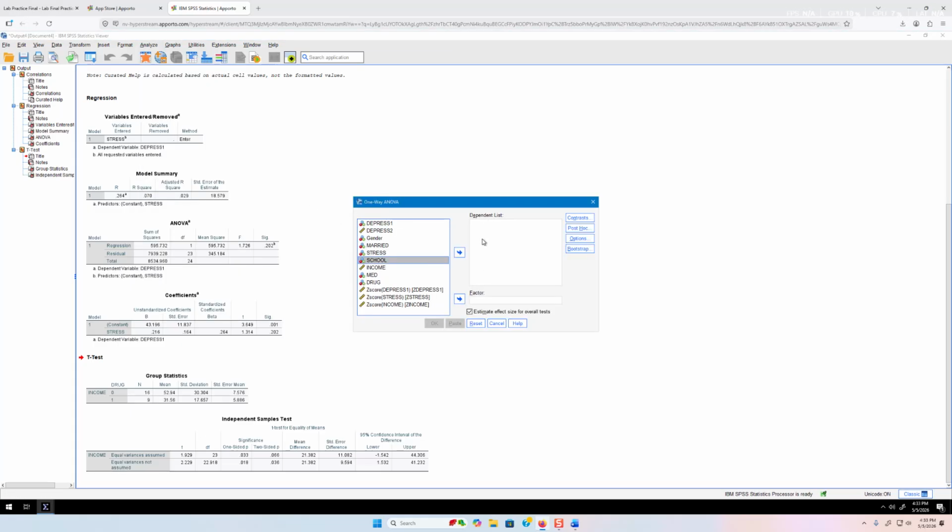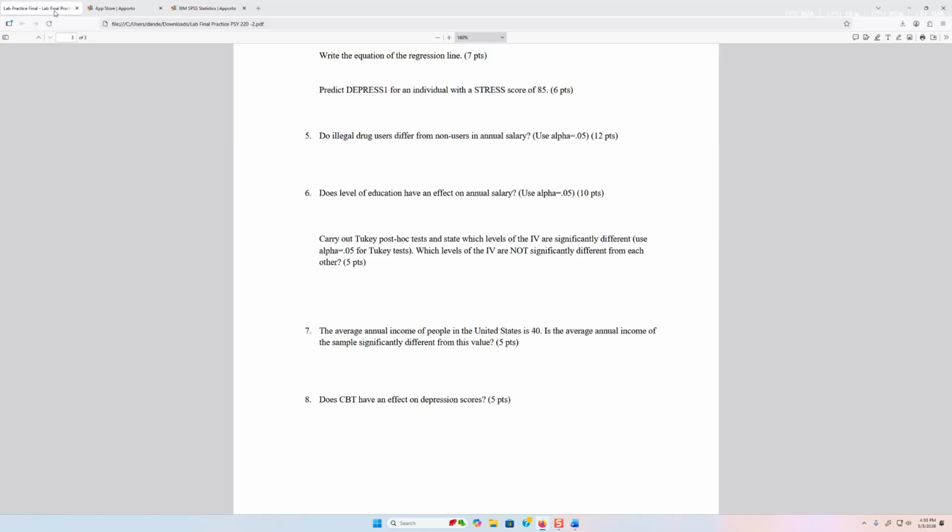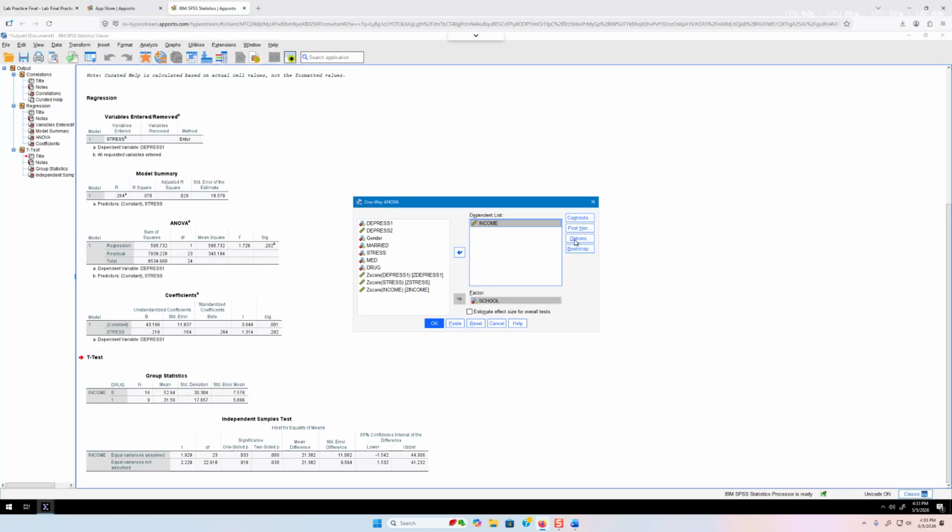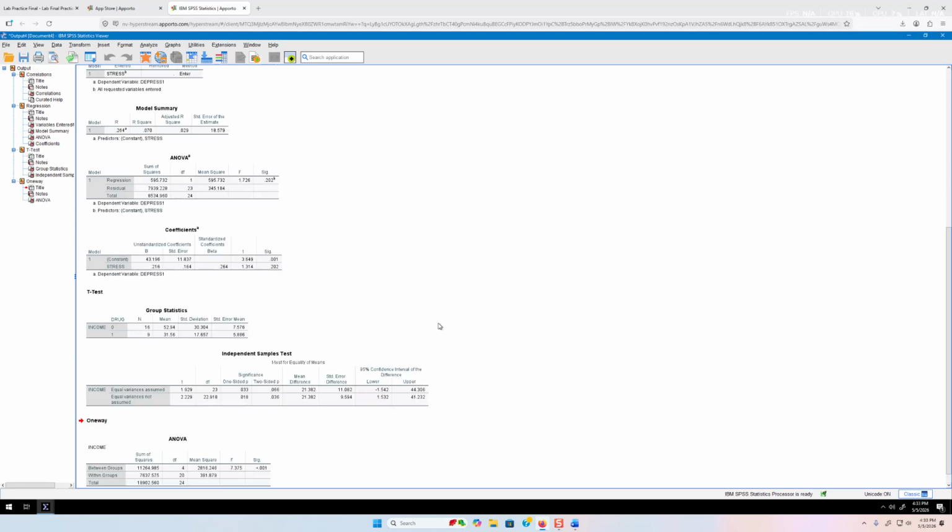School is the variable we're looking at, the factor, the nominal grouping variable. I don't need effect size for this. My dependent list is salary, so it's income. It's asking for salary. And I don't need to do post hoc yet because I want to see if this is significant first. So just leave it like this for now and hit OK.